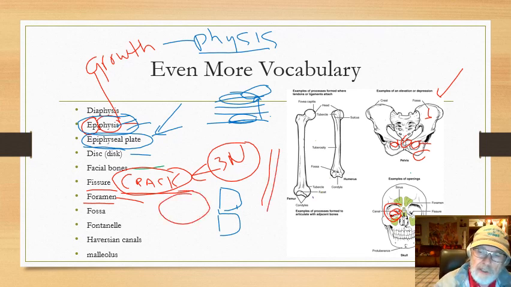And that's a hole. If you look at the base of the skull, I don't have it here, right back in the back, there's a big hole, and that's where the spinal cord leaves the brain, leaves the cranium, and goes down through the vertebrae.